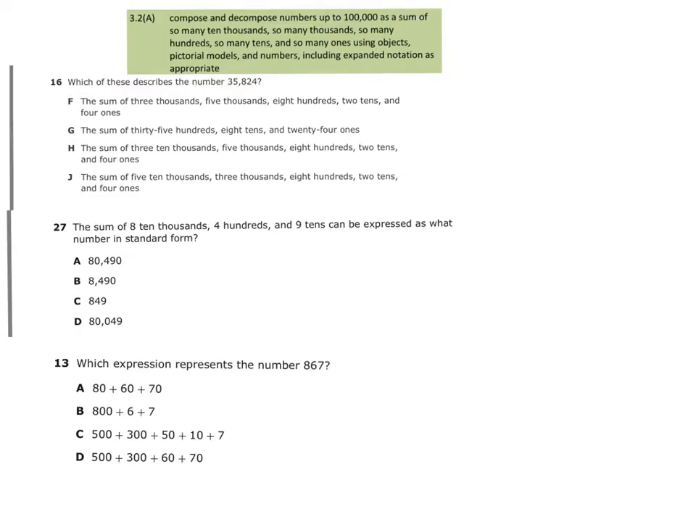Okay, for third grade, we see the students have to go all the way up to the number of 100,000, and they need to see it as so many ten thousands, so many thousands, so many hundreds, so many tens, and so many ones. So with 16, again, if you look at the vocabulary from this released STAAR Test 2017, they're using the words 3,000, 5,000s, 800s, 2 tens, and 4 ones.